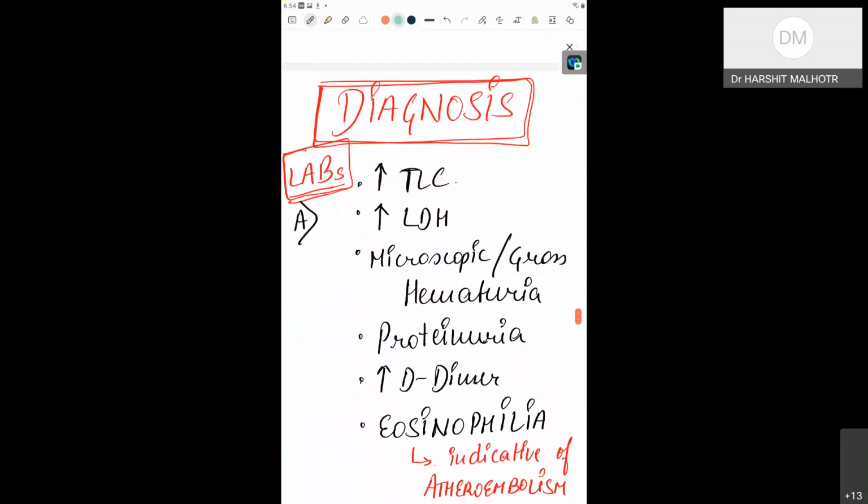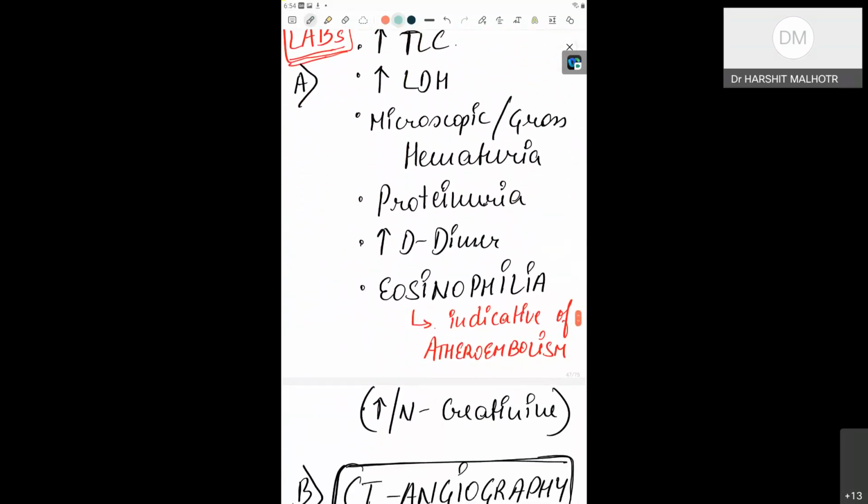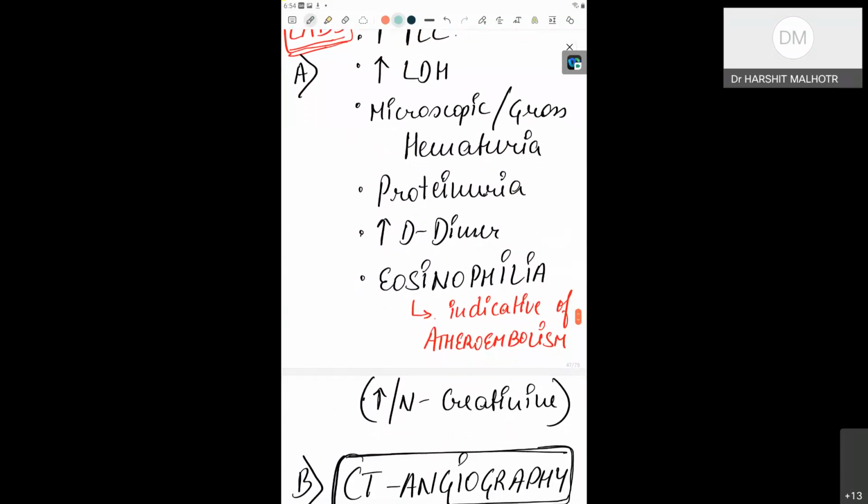Now, how do we diagnose? Basically, when the patient comes in emergency, the labs are there. What we see in any acute pathology in the body, such as acute abdomen, is leukocytosis. Also, there is increased LDH. We see microscopic or gross hematuria or even proteinuria. Raised D-dimers, as associated with any thrombosis.